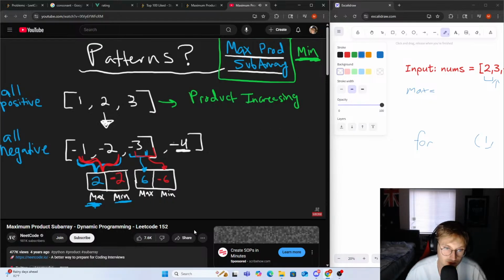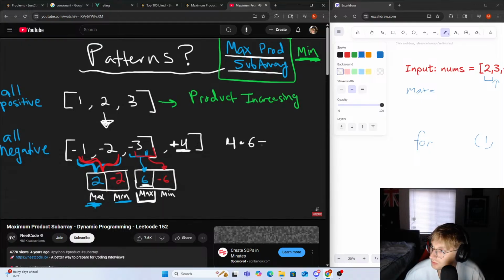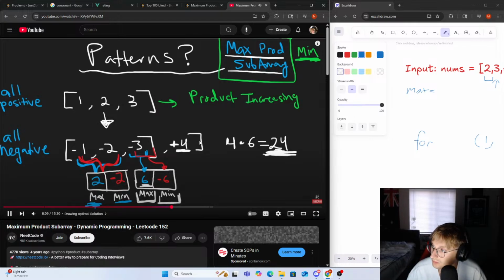But if you reverse it, what if we had a positive 4 here instead? Well, in that case, we can say, okay, positive 4 multiplied by our maximum, which is positive 6. So 4 times positive 6, we get 24. We still get it, right? So if we maintain the maximum and the minimum, we have all the information we need as we go.